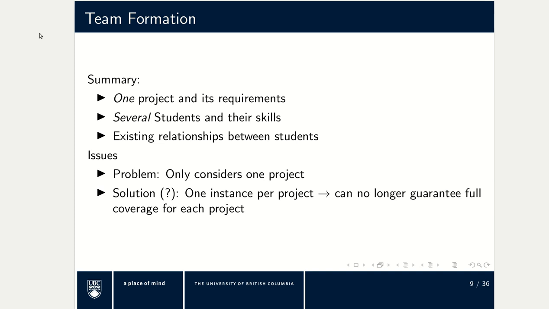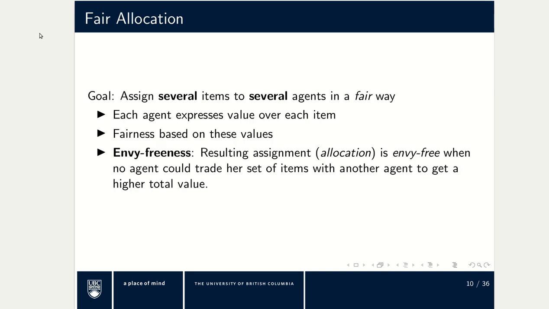One possible solution is maybe we could use one instance of team formation per project, but if we do that, we can no longer guarantee full coverage for each project, because what if all projects need one skill that only one student has, for example.